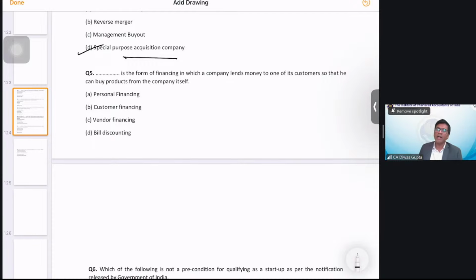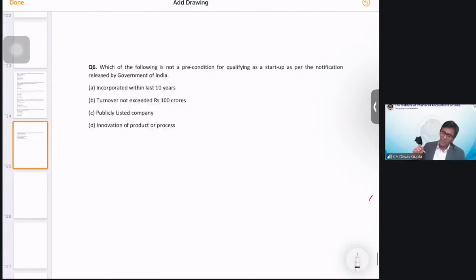Yes, very good, Leela and Saminathan. You are correct. It's customer financing, right? Then, which of the following is not a precondition for qualifying as a startup as per the notification released by Government of India? Incorporated 10 years, turnover 100 crores, publicly listed companies, and innovation of product or processes. Come on, students. Sixth part, a very easy one.